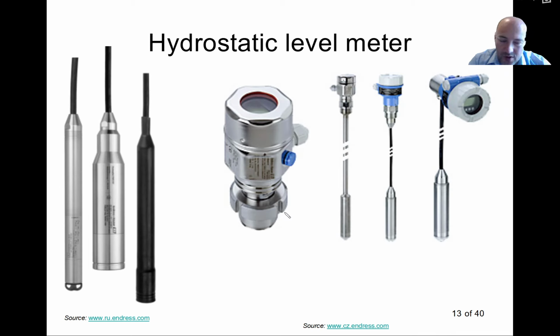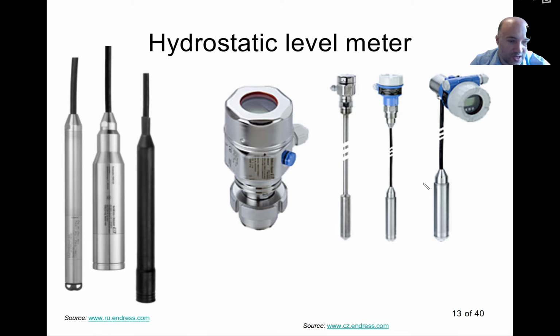Here are a few more examples. It is very typical that those sensors are submerged into the liquid, so you don't need to drill any hole from the bottom, which might also damage the tank, and you may have a problem with leaking, for example. So those pressure sensors in many cases are submerged from the top.